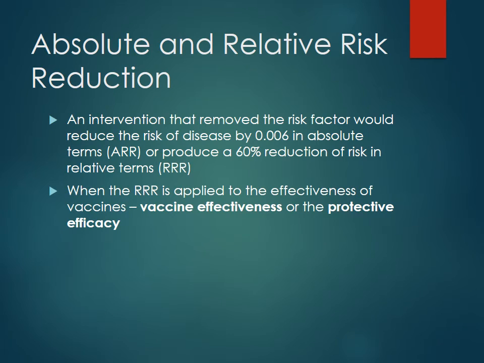An intervention that removed the risk factor would reduce the risk of disease, say, by 0.006 in absolute terms. And so in this case, again, like I mentioned, we had a 60% reduction in that risk in relative terms. So when that risk in relative terms is applied to the effectiveness of vaccines, you can oftentimes see this being expressed as either vaccine effectiveness or the protective efficacy of a vaccine. So that's where you might see those being expressed as well. So again, the reduction in risk of getting measles after getting the vaccine versus not having it.